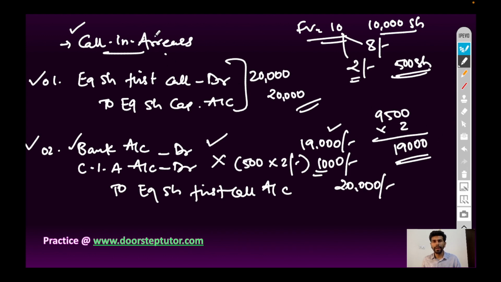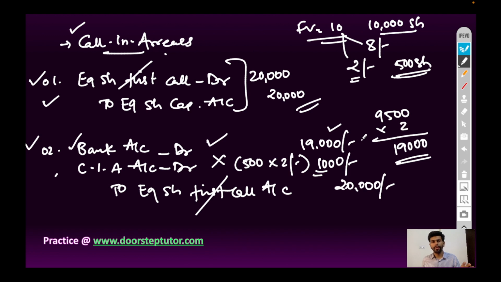So the entry in case of call in arrear will be equity share first call account debit to equity share capital account. The first entry will be common for all, and the second entry will be bank account debit, call in arrear account debit, because the money is not yet received, so it may be a loss for the business, so it is debited. This is the notional loss. Temporary account to equity share first call account, previously it was debited, now it is credited with 20,000 rupees.